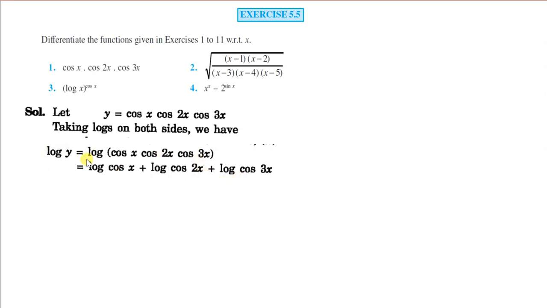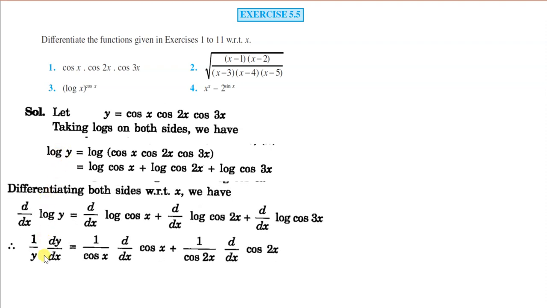Now we can differentiate with respect to x. On the left hand side we will first differentiate with respect to y, and then using the chain rule we multiply it with dy/dx. On the right hand side, the differentiation of log cos x becomes 1 by cos x, because the derivative of log x is 1 by x. But here we do not have x only, we have a function of x, so we use the chain rule and multiply it with the derivative of cos x.